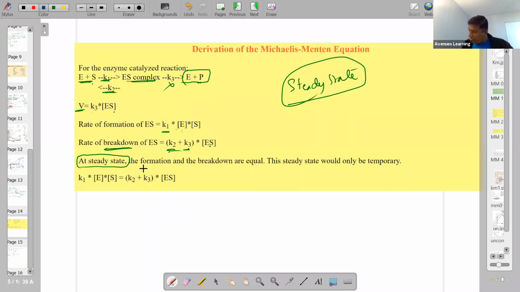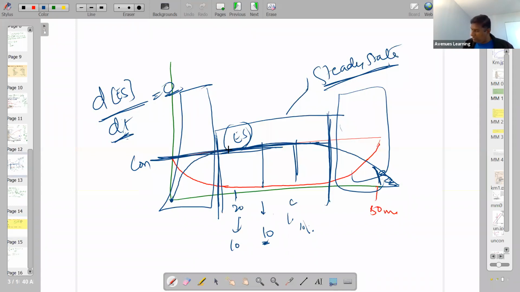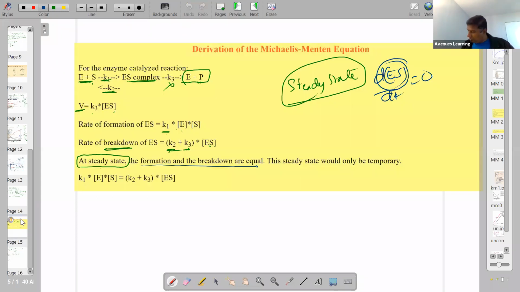The formation and the breakdown are equal. Essentially, dES by dt is equal to 0. The concentration of ES is not changing with time. You see the flat line. The concentration of ES is not changing with time. So why is it not changing? Because these two, the formation and the breakdown, are equal.